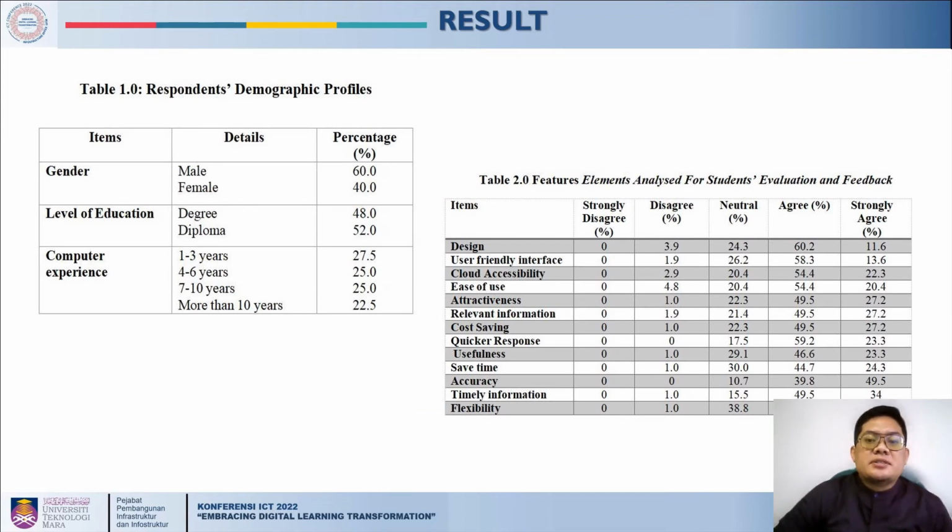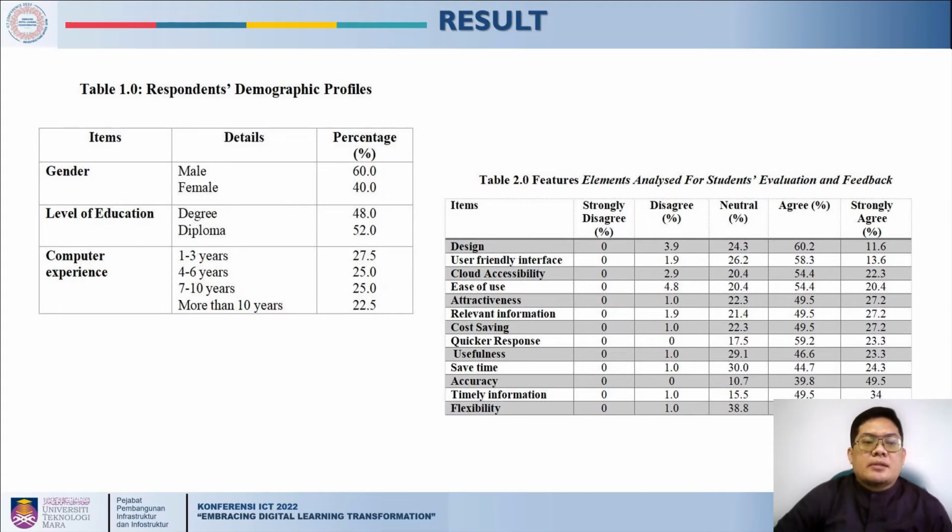So these are the results of the questionnaire that we distributed to our respondents, who are students. As you can see, table 1.0, respondent demographic profiles. Most of the respondents are male, 60%, and female is 40%. For the level of education, we have two levels of education background: degree students and diploma students. You can see the percentages here, 48 and 52.